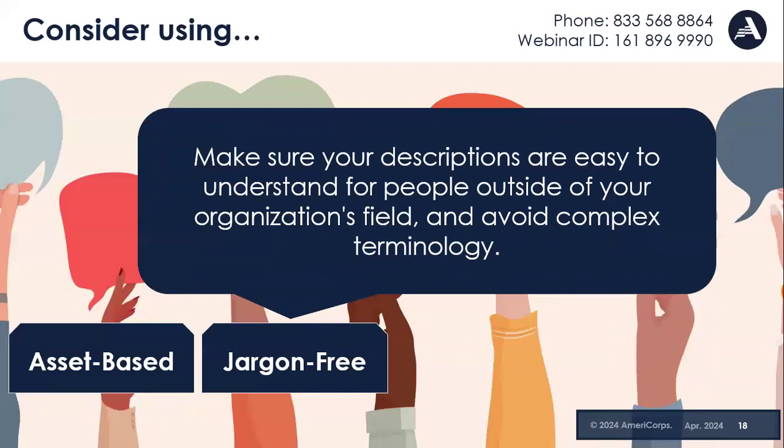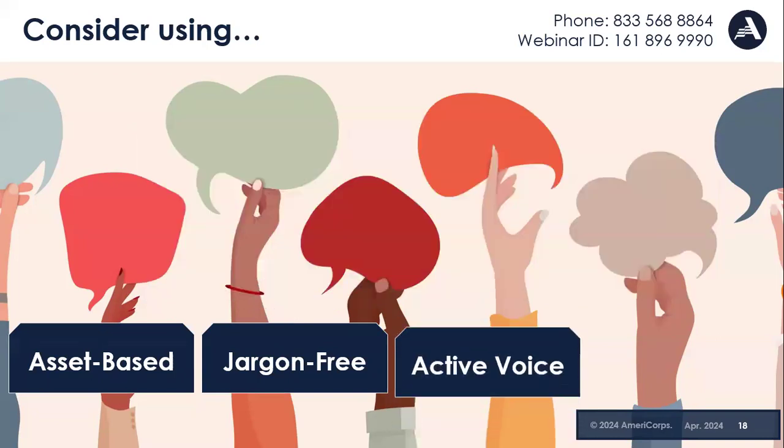Use language that's jargon-free as best as we can. We all get immersed in our field and organization's jargon, but try to make it easy to understand for people outside of your organization's field and avoid complex terminology. For example, I serve at a 501c3 only makes sense if you know what 501c3 means, which you may or may not. You could simplify this to simply say, I serve at a nonprofit organization.